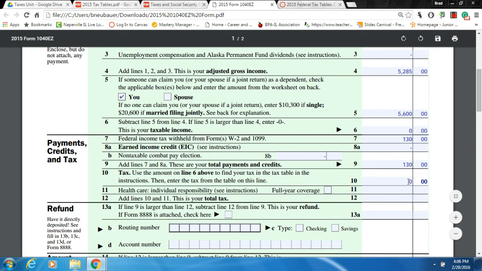Okay, so last thing we need to do here, you add lines 10 and 11. So his total tax is $0. So Joseph K. Red owes no tax. He owes the federal government no tax.